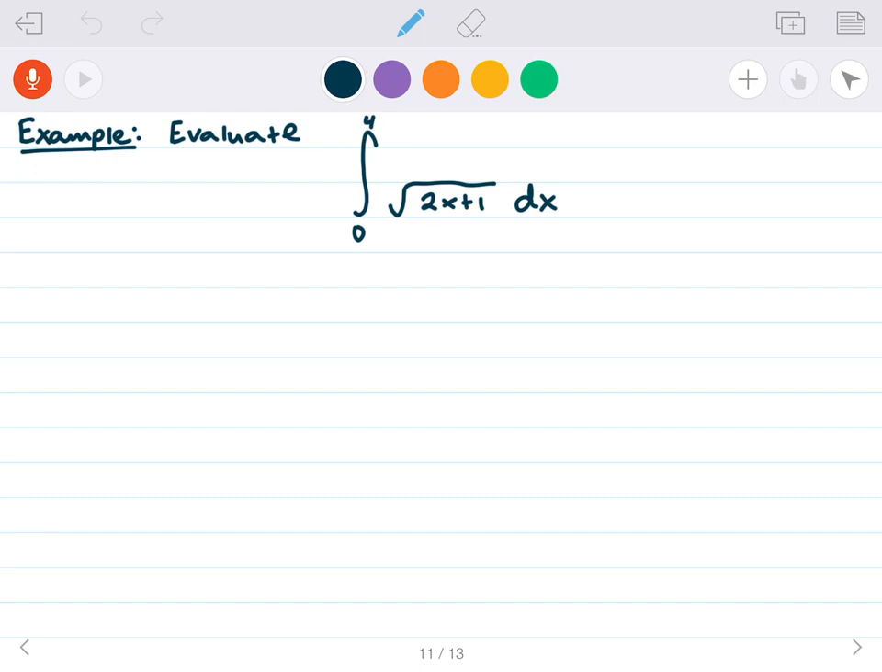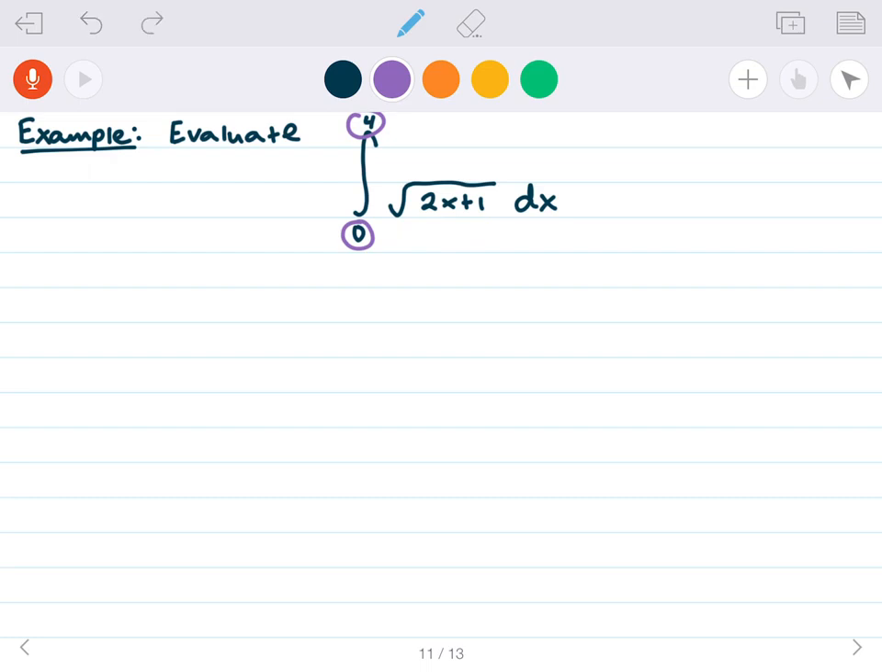Hey guys, in the last video we talked about using u substitution to evaluate indefinite integrals. And now we're going to talk about using u substitution to evaluate definite integrals. Definite integrals, again, is when you have defined bounds for the integral. For example, here we have a lower bound of 0 and an upper bound of 4. That is where we're integrating this function. That's where we're finding the area under the curve from x equals 0 to x equals 4.